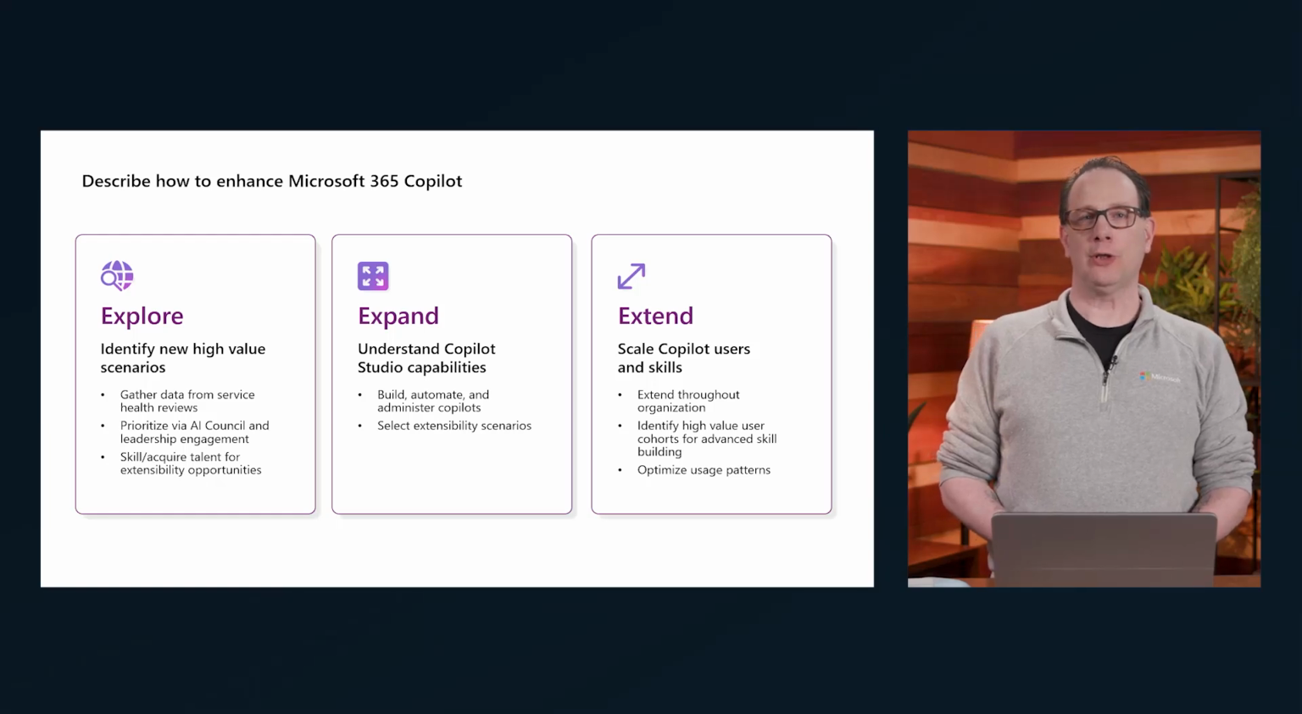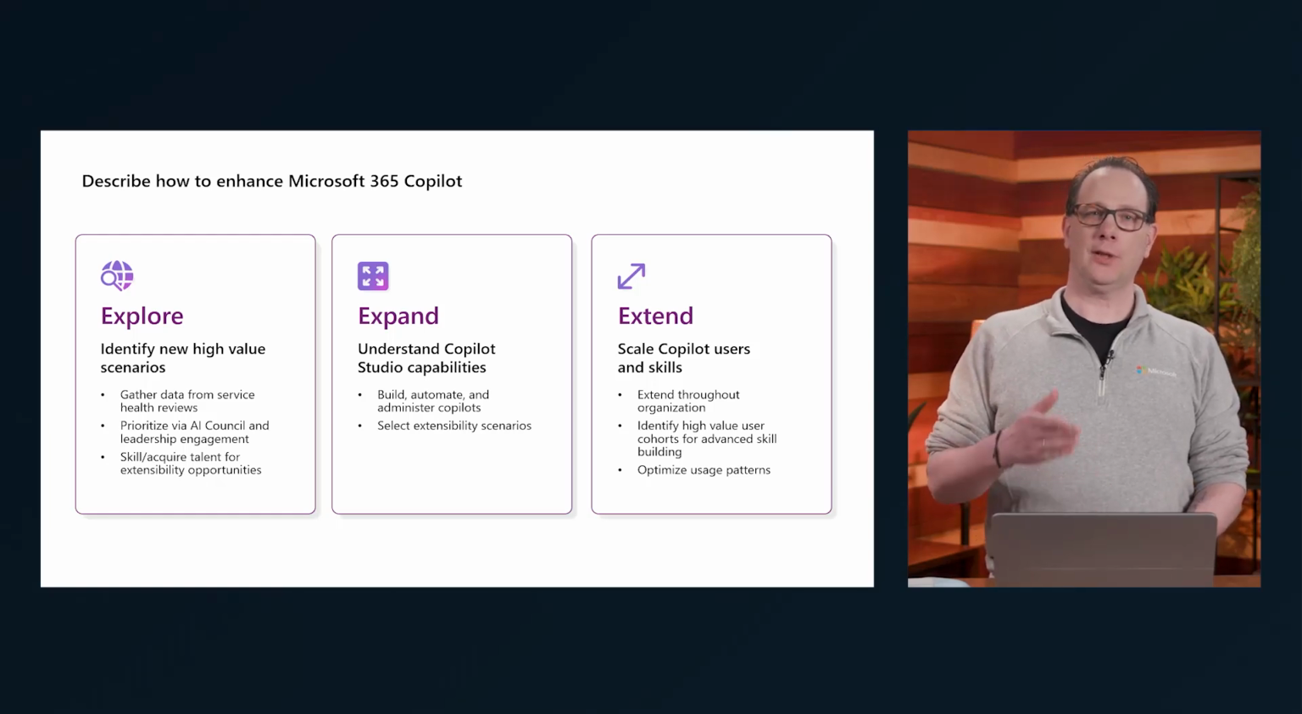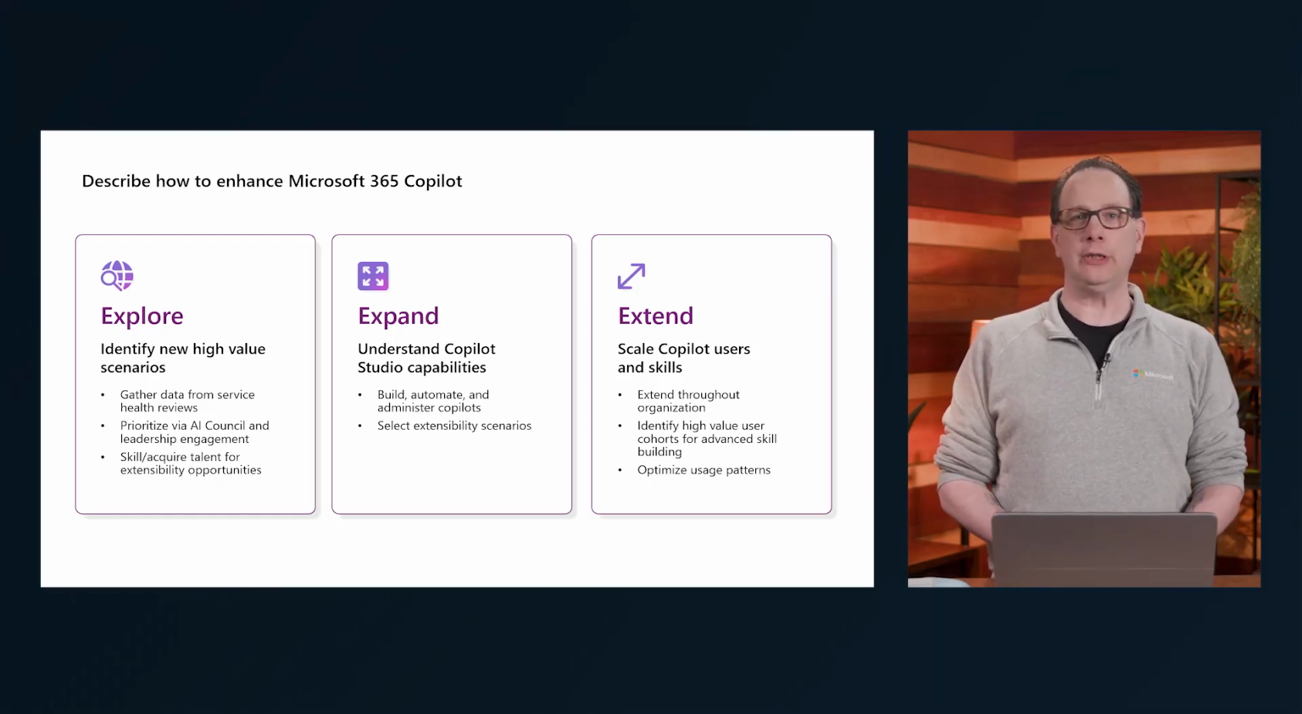So after Explore, we're going to zoom in on Expand. In the Expand phase, that's where we really understand Copilot Studio capabilities, which we're going to use to build, automate, and administer Copilots, where in this case it means custom Copilots. And then we're also going to focus on selecting extensibility scenarios.